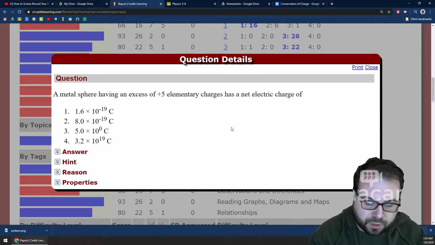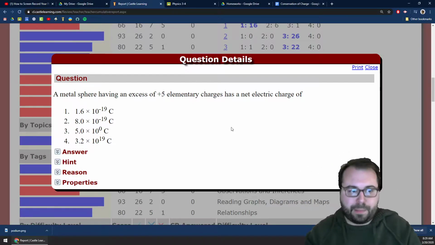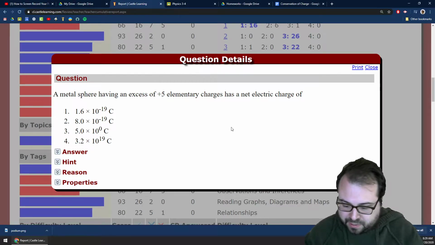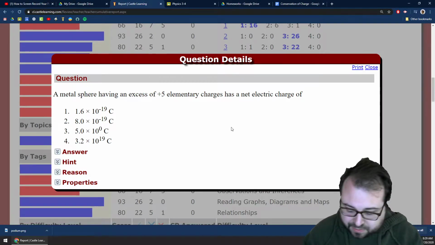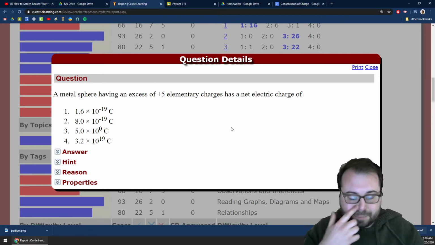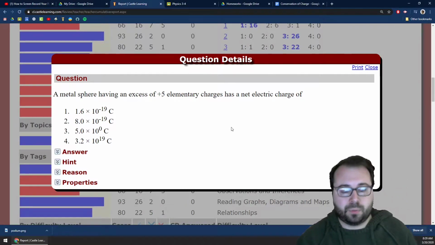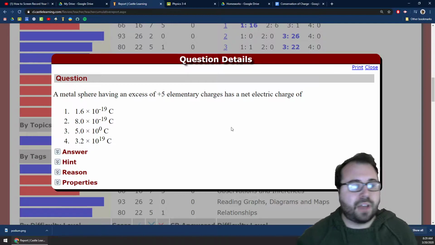So I know 1 coulomb is 6.25 times 10 to the 18th e. So let's grab a calculator here and go for it. So I've got 5 divided by 6.25 times 10 to the 18th, and we've got 8 times 10 to the negative 19th. So we have 8 times 10 to the negative 19th coulombs, which matches up with choice 2. So we've got our answer there.